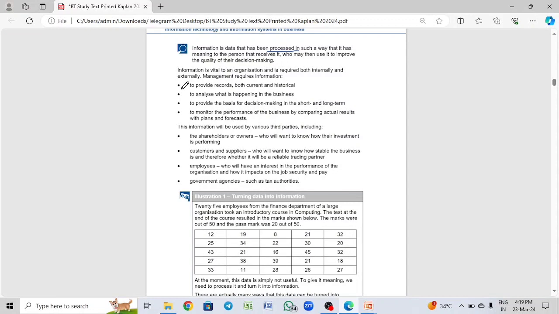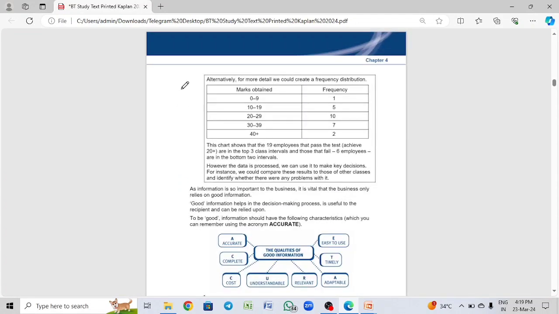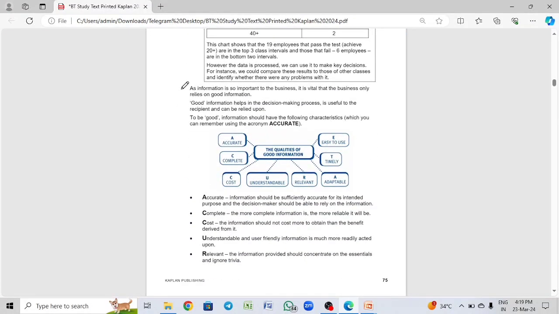Shareholders look at the performance, customers and suppliers look at the state of the business, or how stable the business is. Employees want to know how the company will operate or whether their jobs are secure or not. The government agencies, for example, look at tax purposes, or check whether the company is complying with government legal rules and regulations. So it's like that. Now, let's discuss what the qualities of good information are.